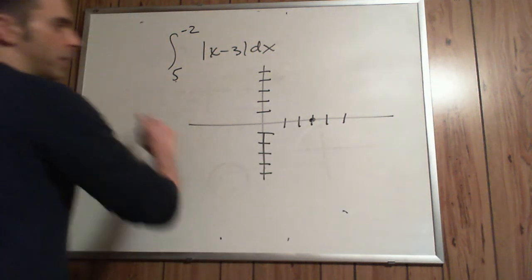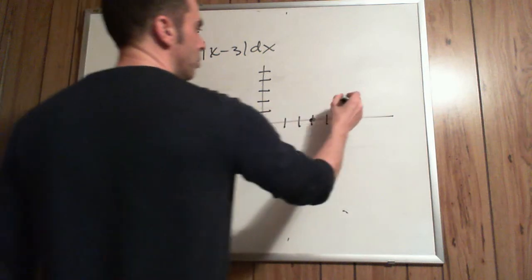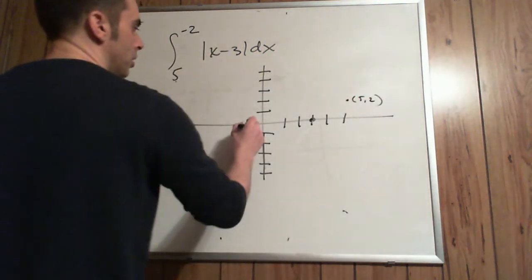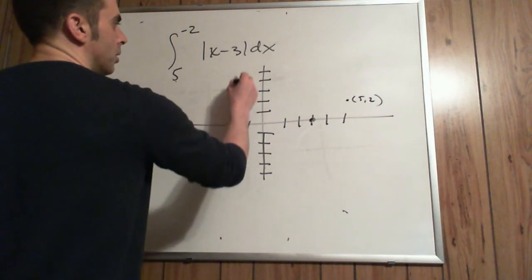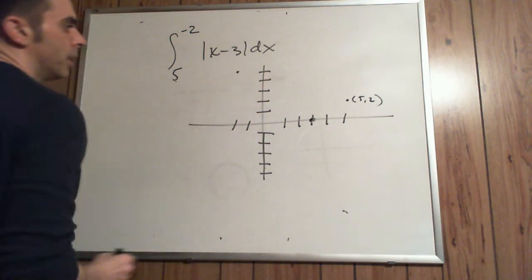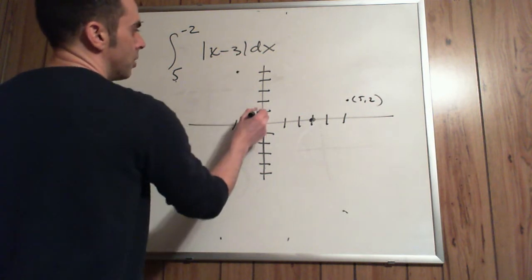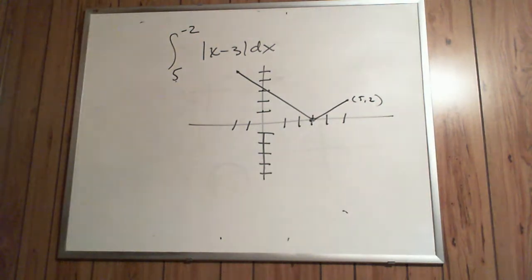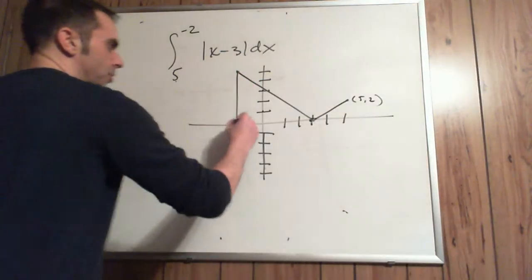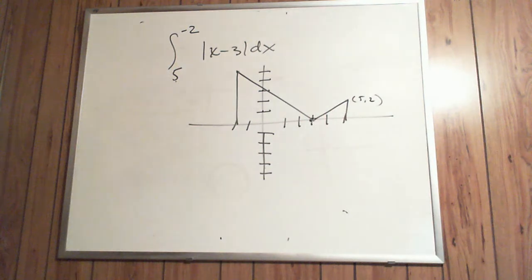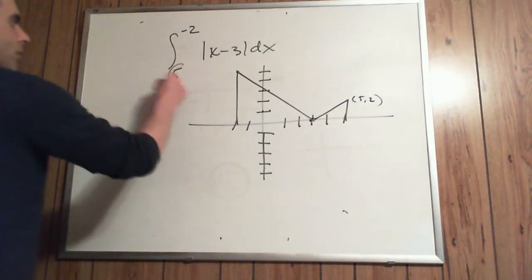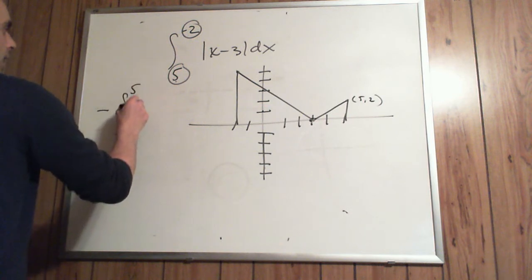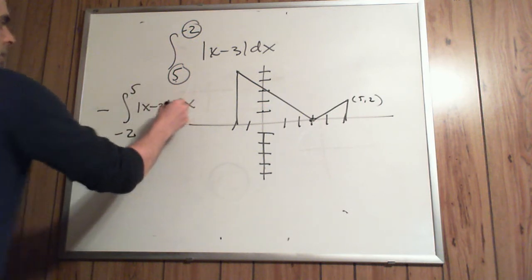Pick the endpoints. If you pick 5, you get 2. And if you pick negative 2, you get 5. And here, if x is 0, you get 3. So there it is, bounded from negative 2 to 5. Remember, since we're using geometry, we're going from a higher to a lower limit. So we need to reverse the sign and the limits of integration. So now I'm set up to go.